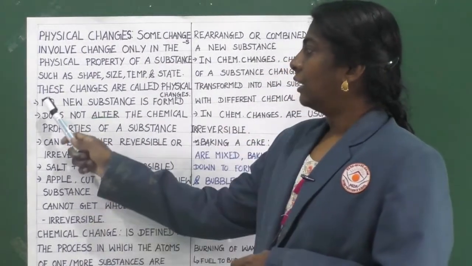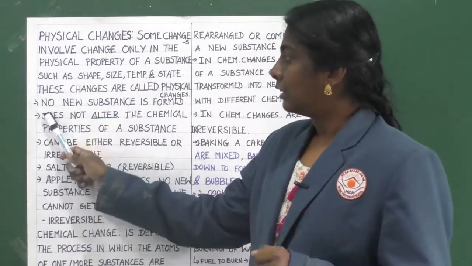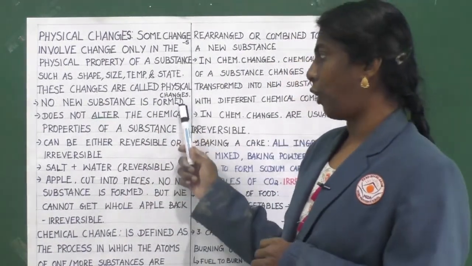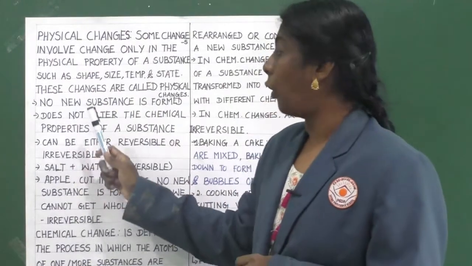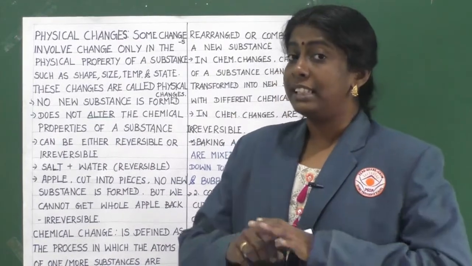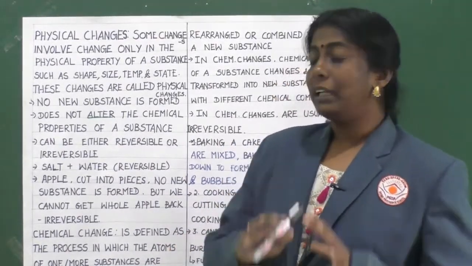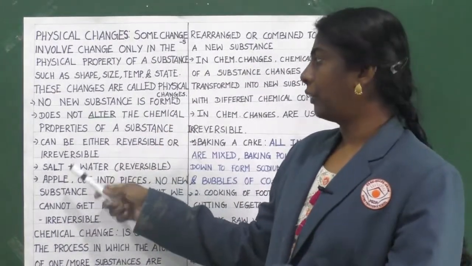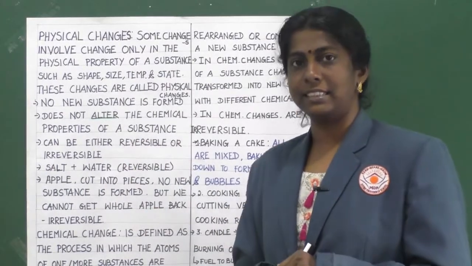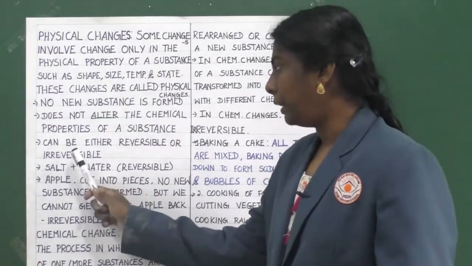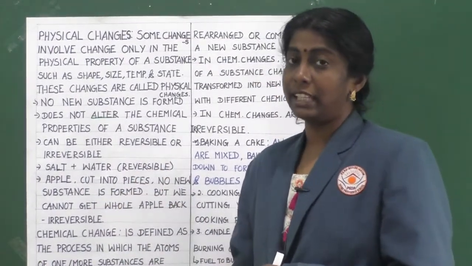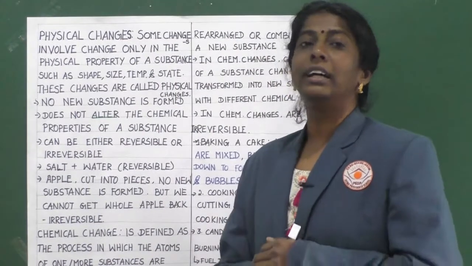Then in physical changes, there are no new substances formed. It does not alter the chemical properties of a substance. Only the physical property changes will be there. The chemical properties changes will not be there. Clear? Then it can be either reversible or irreversible change. So, the change might be reversible or irreversible.